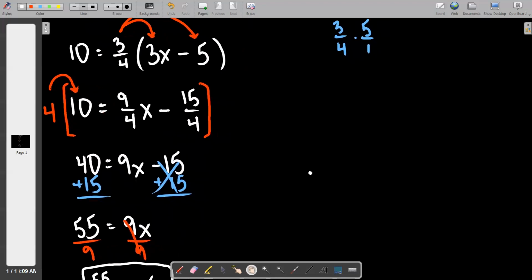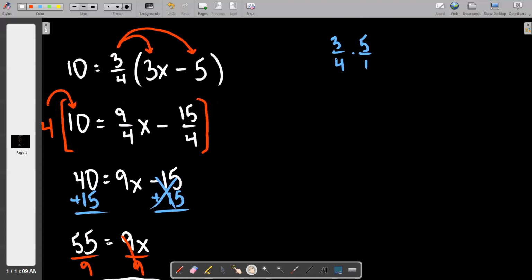Light bulb. I'd like to show you another method to do the same problem. I would say that at least 50% of you are going to like this method better. So here we go. I'm going to copy the same problem down on the right side of this curtain.